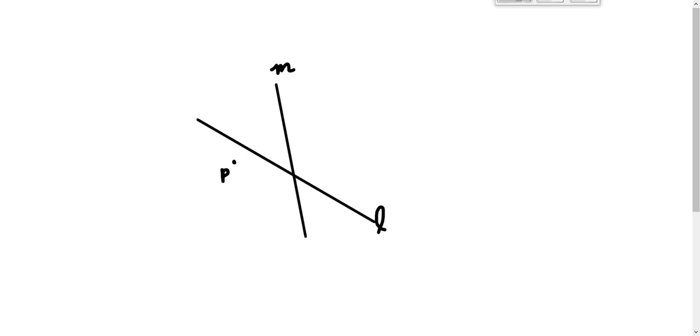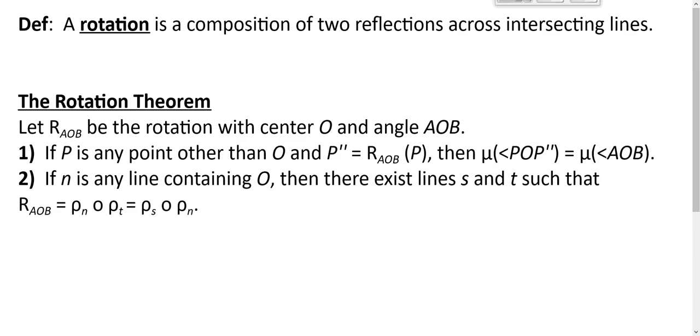Then you did this thing where you were like, I know what's going on here. I'm going to reflect over L. I'm going to reflect over M. Here's P double prime. There's P prime. And you figured out that whatever this angle is, there's P double prime, whatever this angle is, it's twice as big as that angle. You figured that out in the discussion, and that is a rotation. It's a composition of two reflections across intersecting lines.